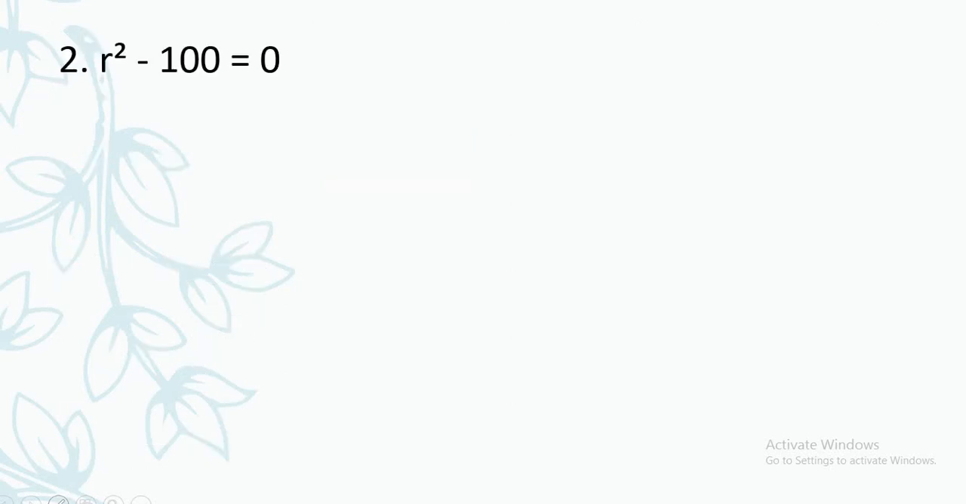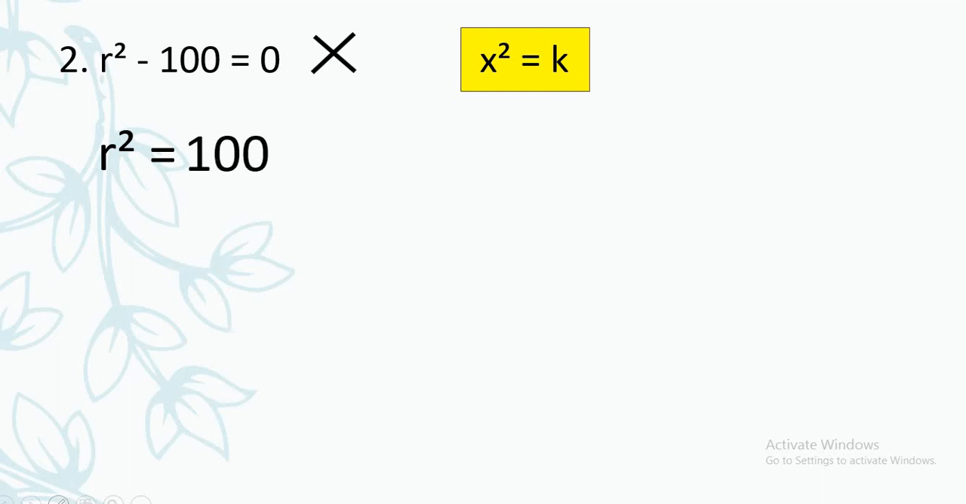Another example, we have here r squared minus 100 is equal to 0. So if I may ask you, is our equation written in the form x squared is equal to k? Okay, no. What method are we going to use since there is a minus beside 100? Okay, so the method that we're going to use is the addition property of equality. We will use the additive inverse from negative 100 to positive 100.